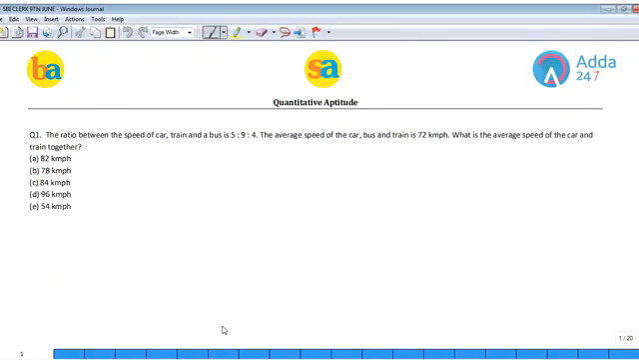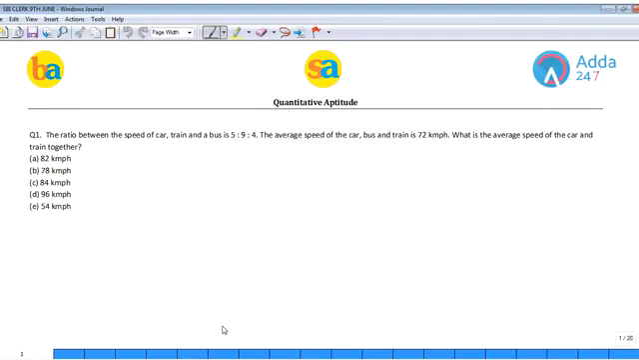Hello students, today we will be discussing a quant quiz on time and distance, focusing on problems on trains. So the first question is: the ratio between the speed of a car, train and a bus is 5:9:4. The average speed of the car, bus and train is 72 km/h. What is the average speed of the car and train together?